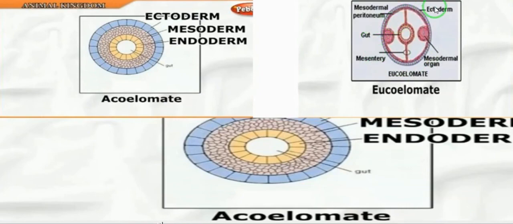Then the last one, eucoelomate or coelomate. Here the ectoderm layer, mesoderm layer and endoderm layer are present. Here the coelom is present, this area. The fluid-filled body cavity is present. So this type of animals are known as coelomate animals. Example, earthworm and frog.